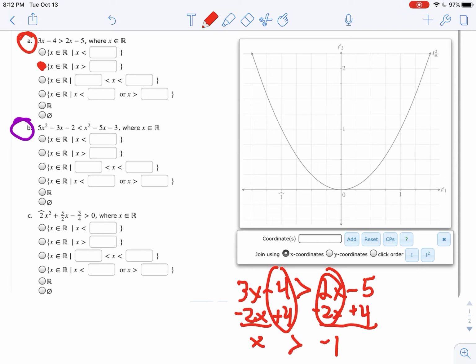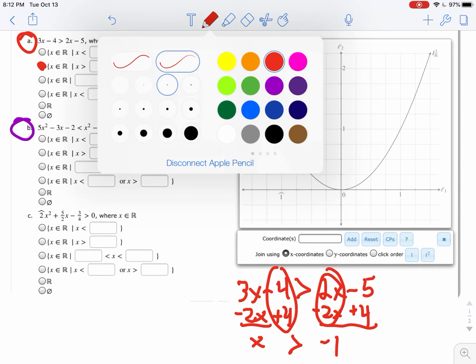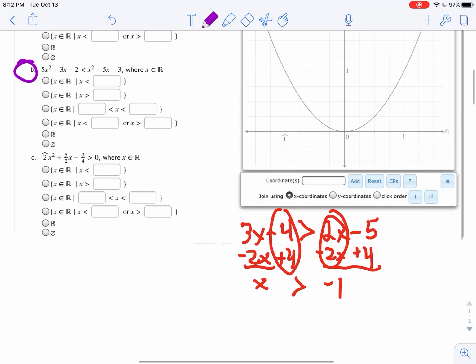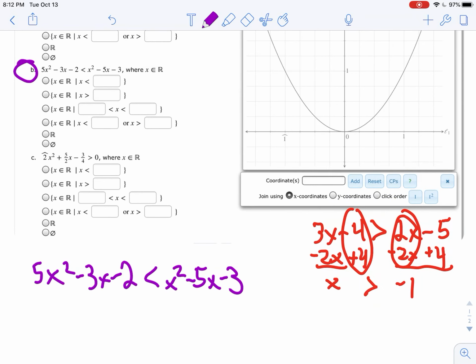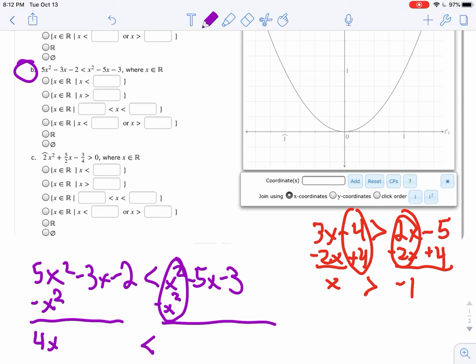Okay, let's try with the quadratics though. Here's where the graphing utility comes into play, so that it can help you find the solutions. Let's take 5x squared minus 3x minus 2, and then we have that is less than x squared minus 5x minus 3. I'm getting to the red stuff over here, so I'm just going to move it over. If I start off by taking away x squared, that will cancel, and I have 4x squared, and that's fine.